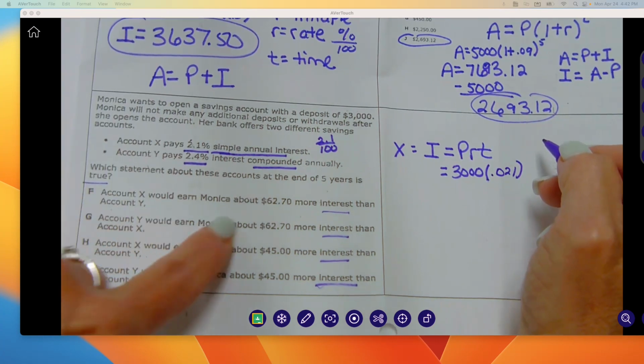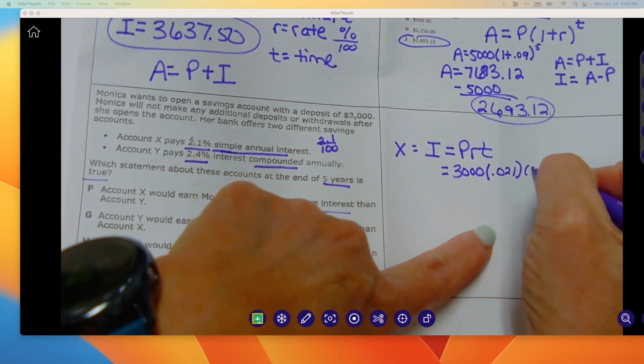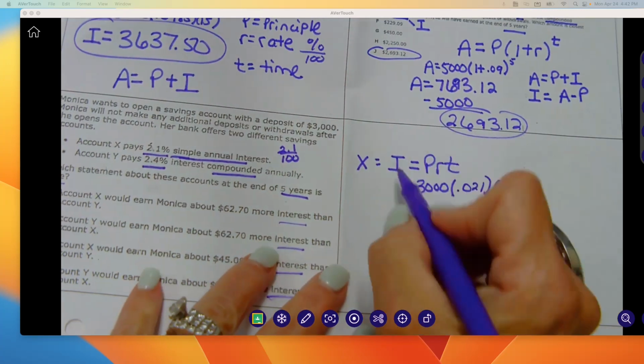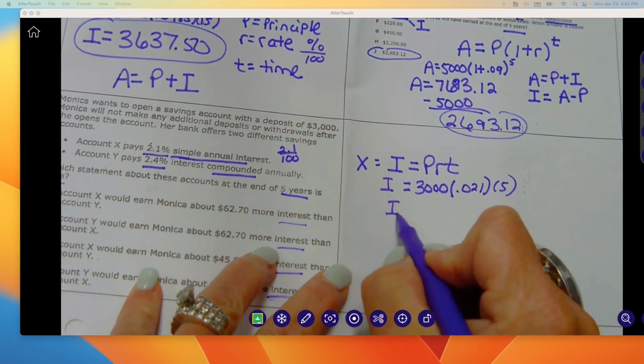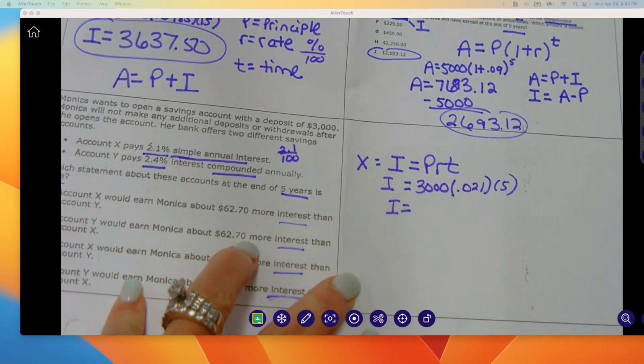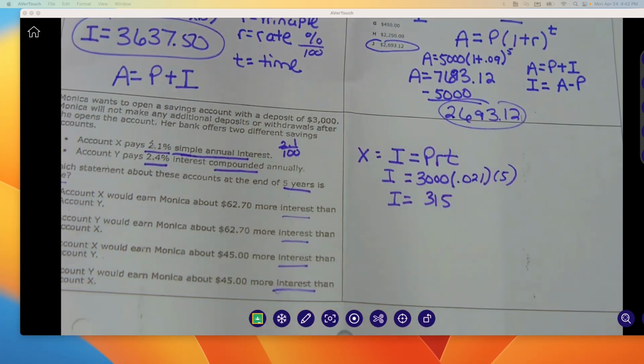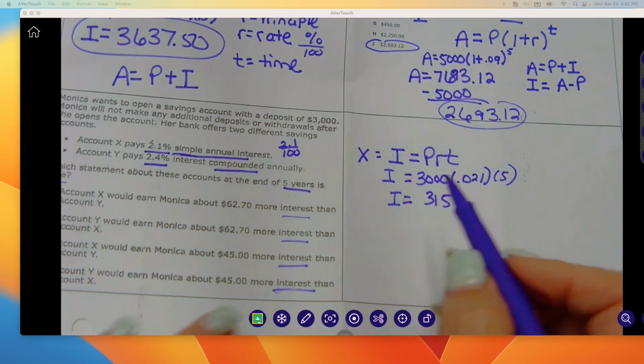And the time, what does it tell us the time? 5 years. So remember, when they're side by side like that, I'm going to multiply. So by doing this, I'm getting just the interest. And again, that's all we're needing. So I'm going to come over here and I'm going to put in 3,000 times parentheses 0.021 times 5, and I get $315. Okay, so for account X, my interest is $315.